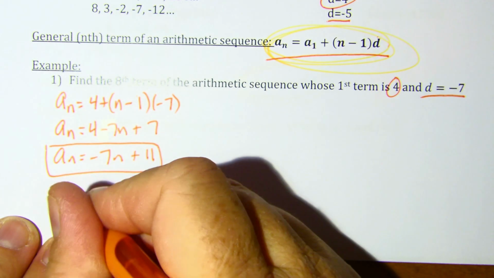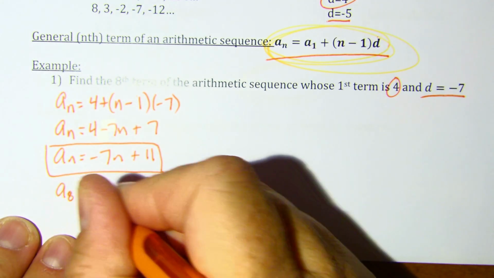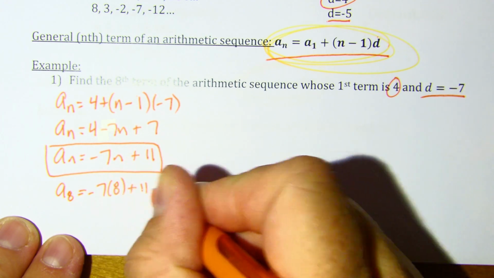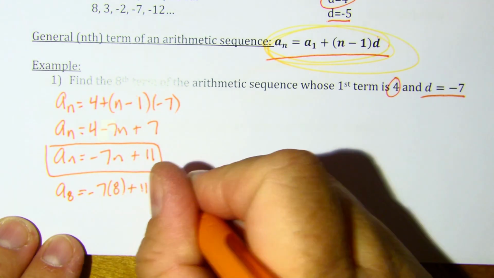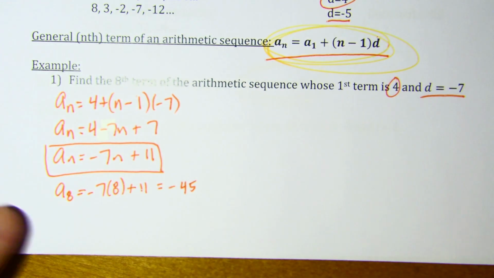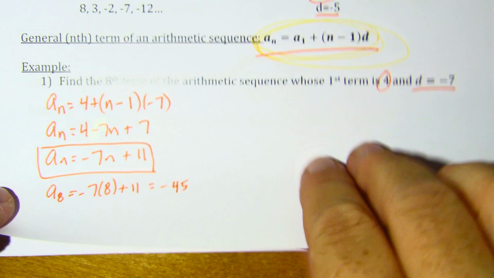If I want to find the 8th term, then I just plug in 8, and that gives me -45. If I wanted to find the 100th term, I could plug in 100.